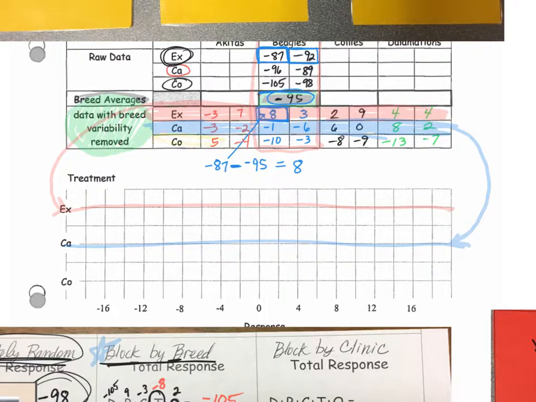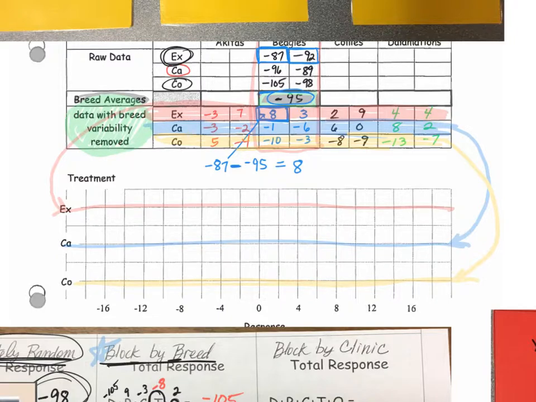And then of course, here's our control data, which we will graph on this last line here on the control. Okay, so that is blocking by breed, which is taking out the numbers related to the fact that you are a particular breed.